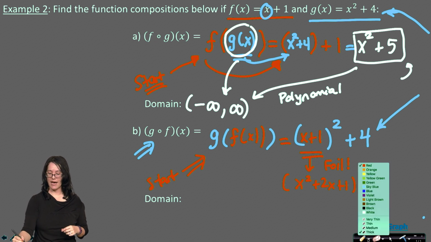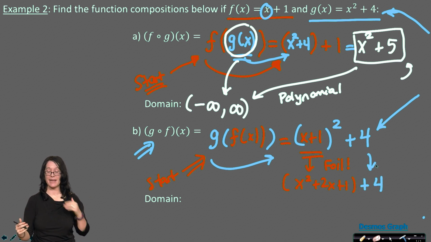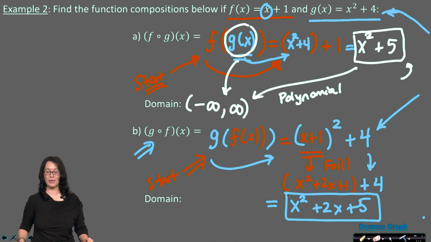Okay, so now we have x plus 1 squared, we got that, but we're supposed to do the g function, which says take your input, square it, and add 4. So that's where I add the 4 at the very end. I took my input, I squared it, and now I add 4. So my final answer for g of f of x in this example would be x squared plus 2x plus 5. In other words, we have another nice parabola in general form here.